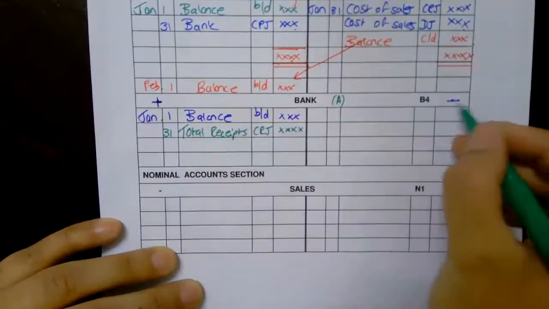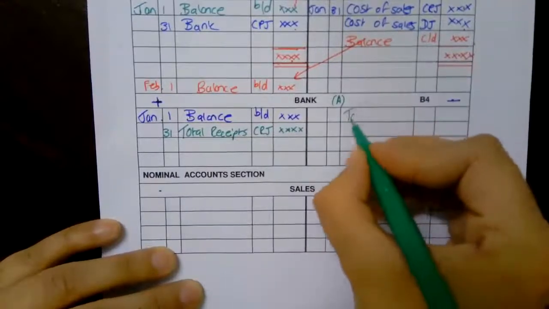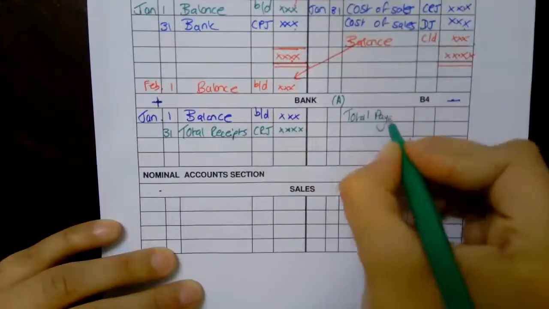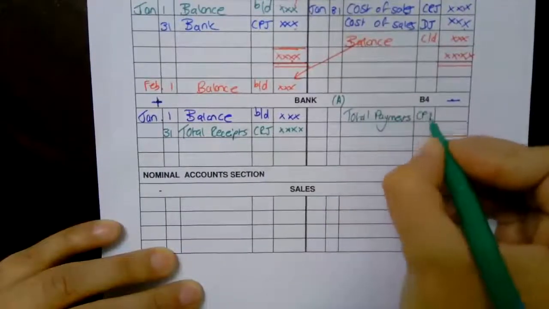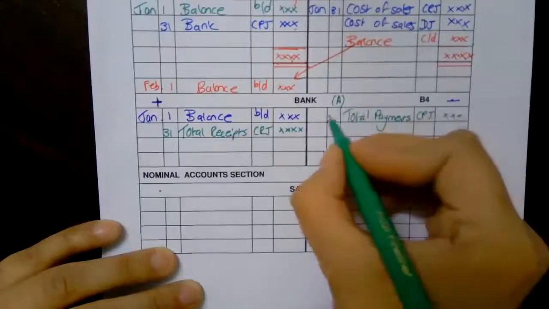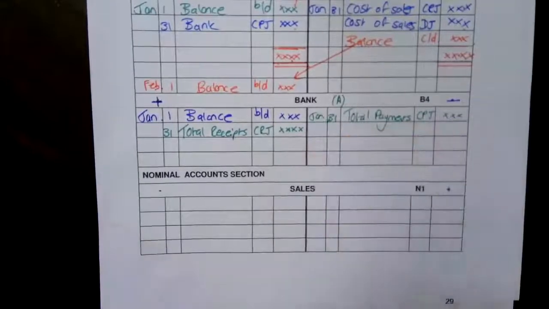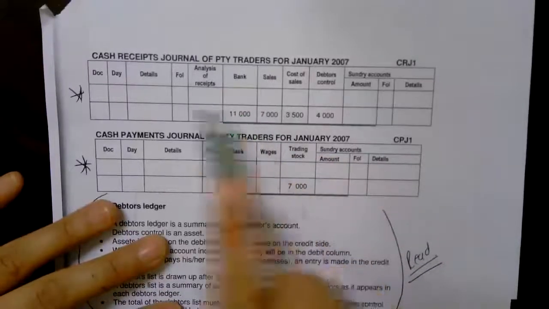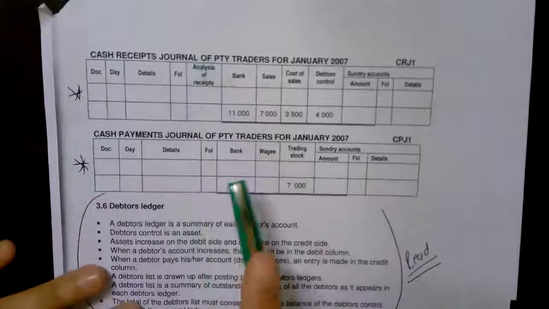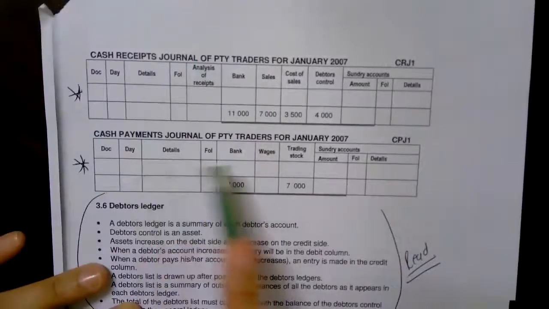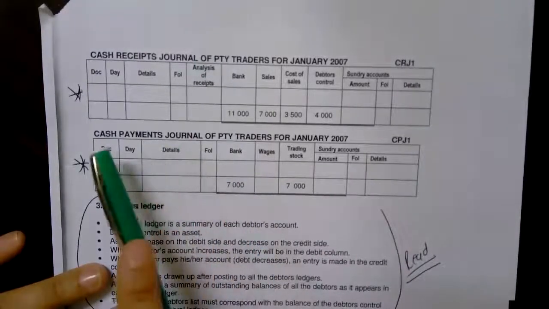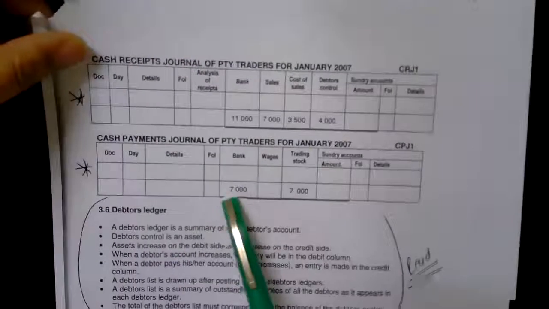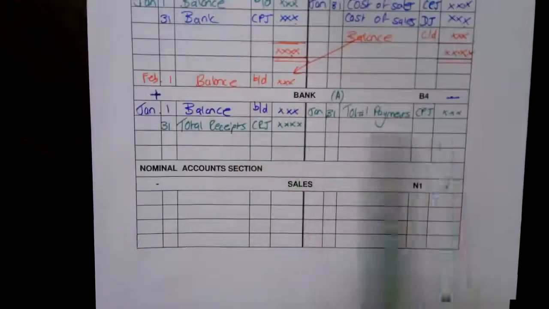On the credit side, it decreases. So you write total payments, cash payment journal, and the amount. And it's on the 31st of January. Okay, so just to recap, where do we get that information? If you go to your cash receipts journal, you'll see that there's a bank column that is for your total receipts, cash receipts journal. This bank amount here in the CPJ is for my total payments, cash payment journal. So that is where you will get the information you must place in bank.